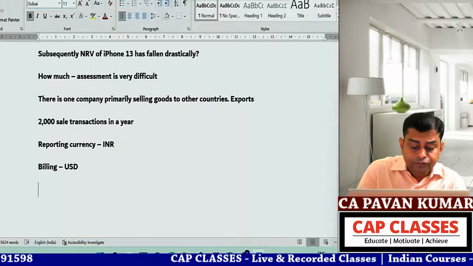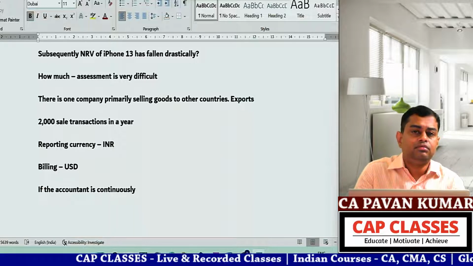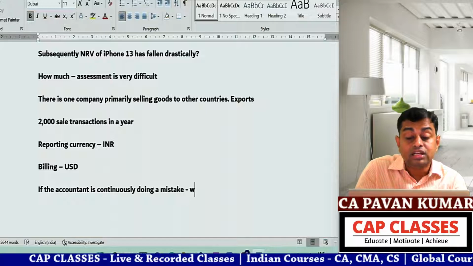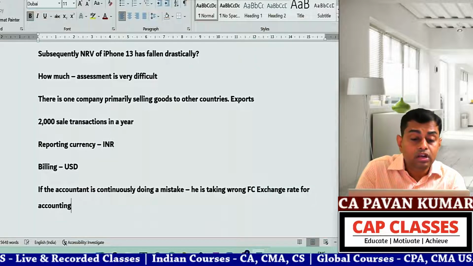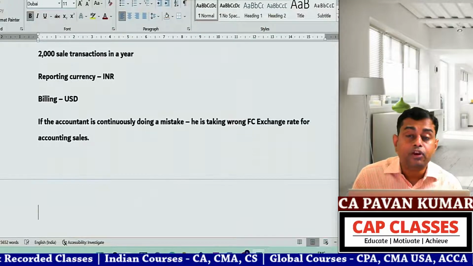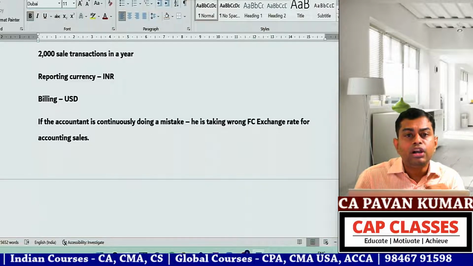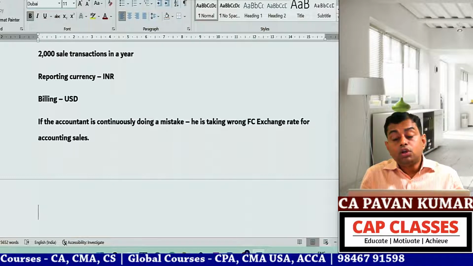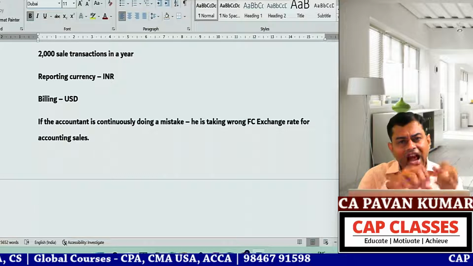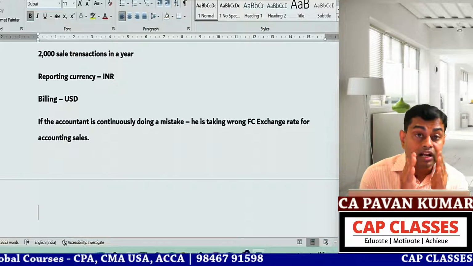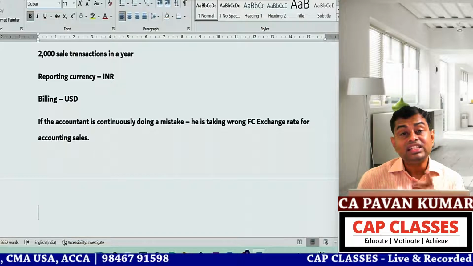Now if the accountant is continuously making a mistake, that means he is taking the wrong foreign currency exchange rate for accounting sales. Sales revenue is to be accounted for, no? So whenever you sell goods, the invoice is, say for example, 8,500 US dollars. You need to convert it to Indian rupees and write the journal entry in Indian rupees, no? So instead of taking one exchange rate, he is taking another exchange rate. Say for example, instead of taking closing, he is taking opening. Instead of taking average, he is taking something else. Instead of taking the exchange rate from one particular source, like RBI or the Federation of Dealers, he is taking it from another source.